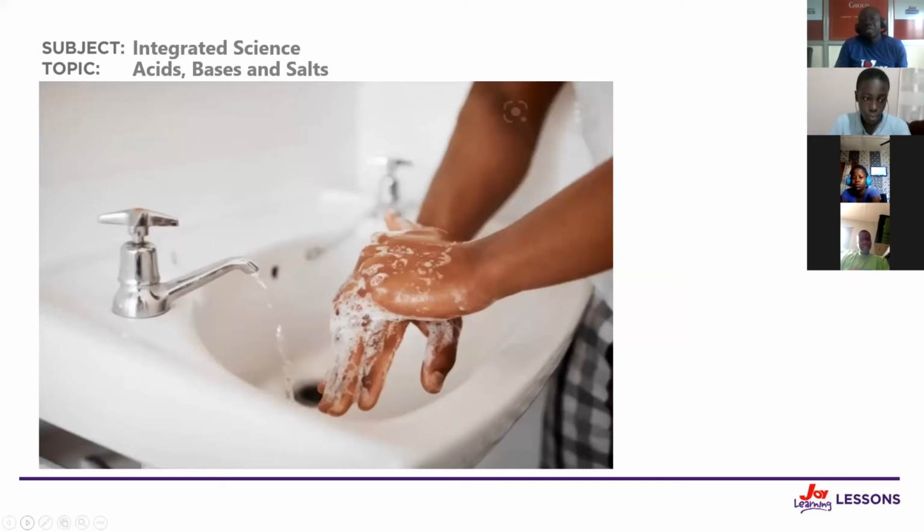We mentioned also that bases are slippery to feel, or they have a soapy feel. We are showing you this picture so that in the event that you are writing and you forgot it, you can quickly remember.